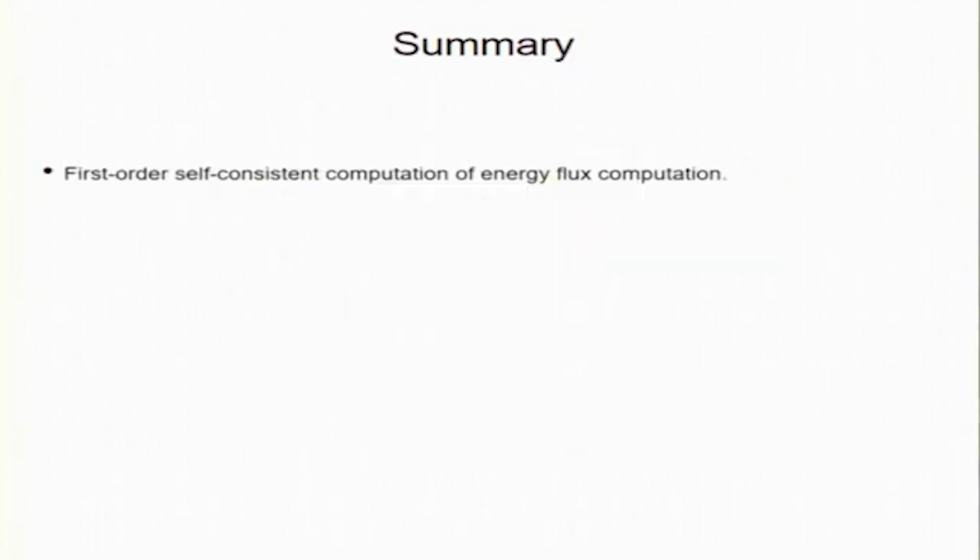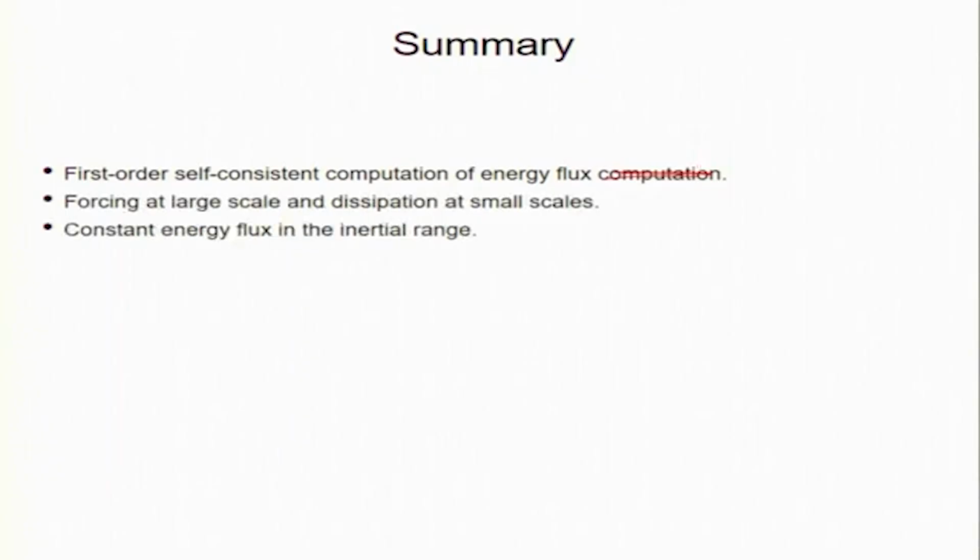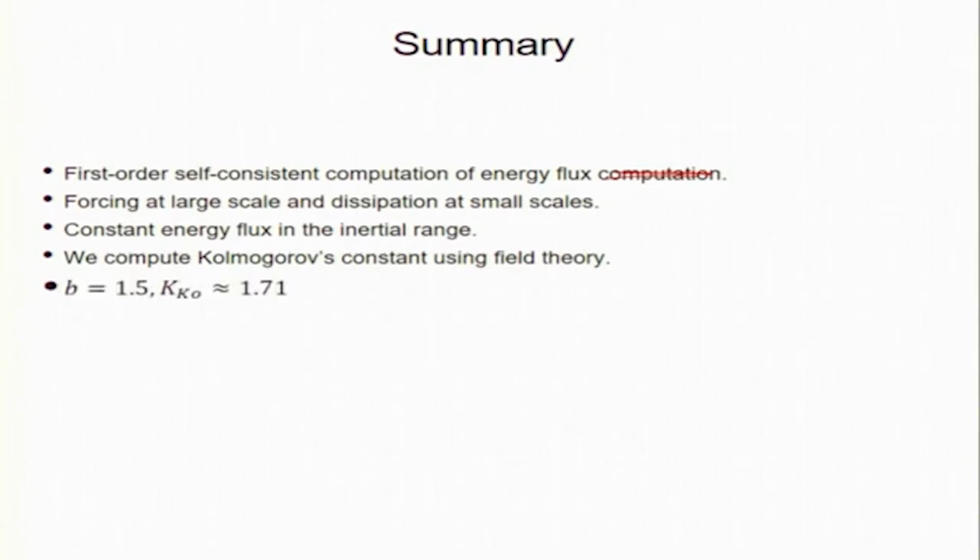Okay. So, now let us summarize. First, the first order self consistent computation of energy flux, which has come twice. We did that and we get non-zero values. When I force at large scale and dissipate at small scale, with constant energy flux, we can compute the Kolmogorov constant by this procedure which I outlined, and the number is around 1.7 by theory. For the equilibrium solution, the energy flux is 0. This is basically coming from the flux calculation, which is not RG.